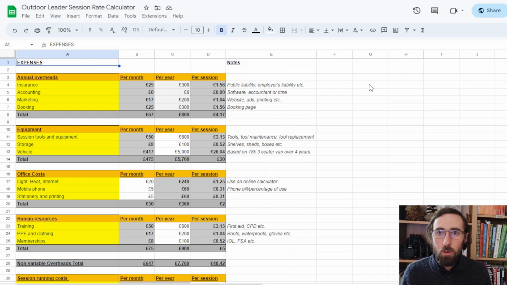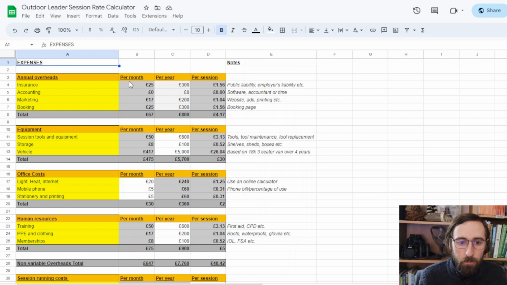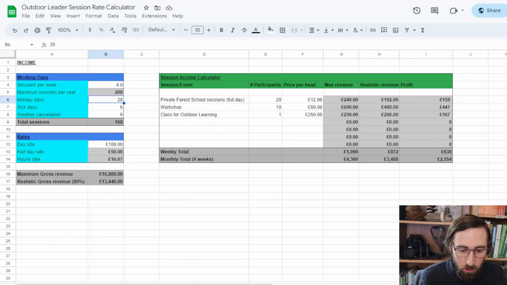Okay, with all that said, let's get straight into it. So we're on our first sheet. If I pop over to here, income. So this is where you start thinking about how many sessions you're going to be running a week and start working on a day rate or half day rate.